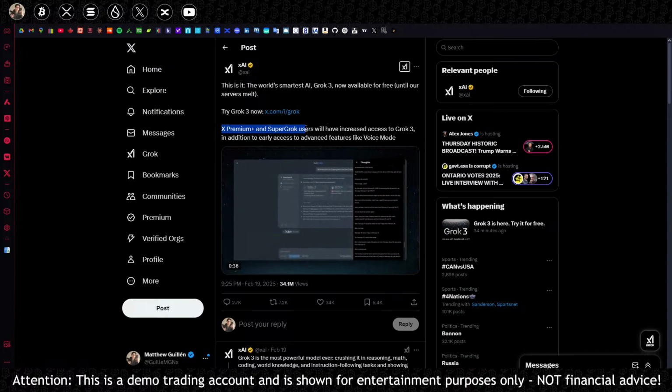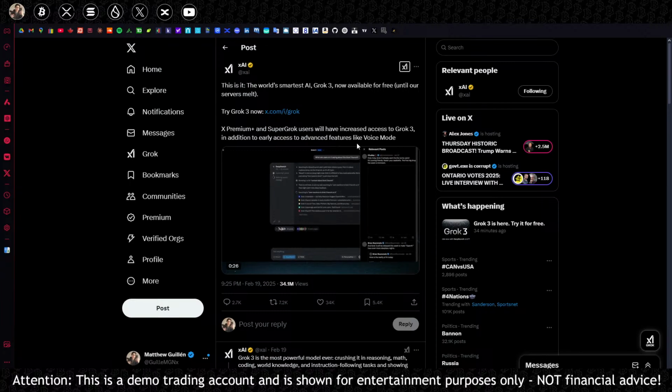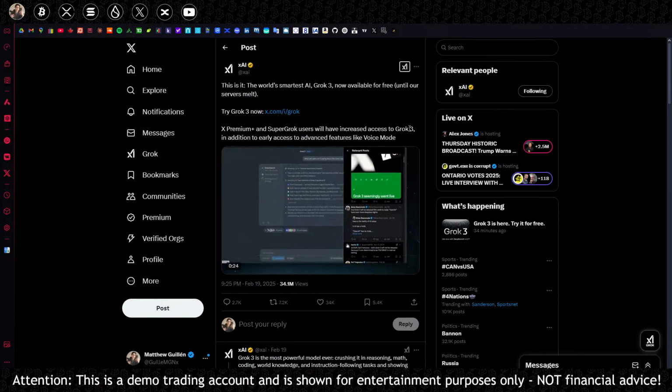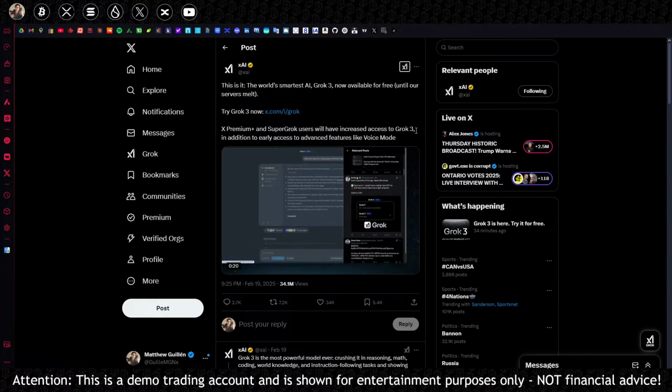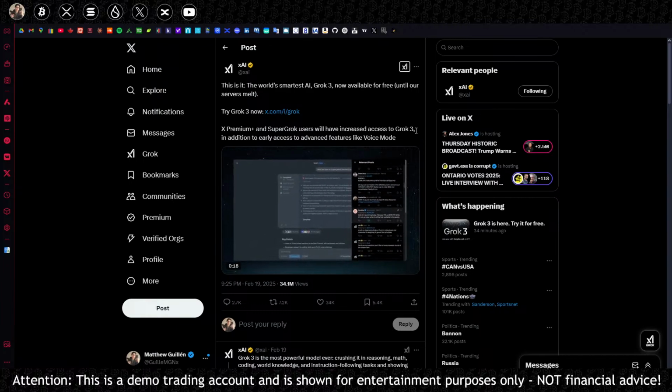X Premium Plus and SuperGrok users will have increased access to Grok 3, in addition to early access to advanced features like voice mode. It actually has a voice mode as well. It sounds pretty good. I've seen some demo clips about it. It sounds like you're actually just having a conversation with a human. Apparently it can sing, it can laugh, it can do all that emotion stuff. Kind of creepy, but it works, I guess.